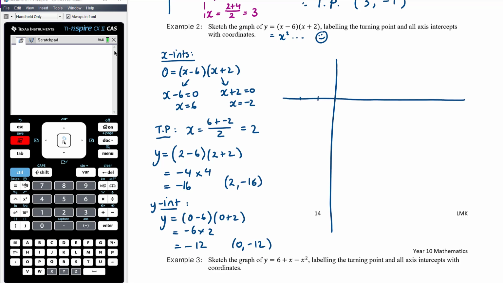All right, 1, 2, 1, 2, 3, 4, 5, 6. So x-intercepts at negative 2 and 6. Turning point at positive 2, negative 16. Okay, so that's negative 16, which makes that negative 8, 4, 12. So the y-intercept's going to have to be there. Again, I'm just going to draw myself a symmetric point somewhere around about here, just to get my shape nice and symmetric.